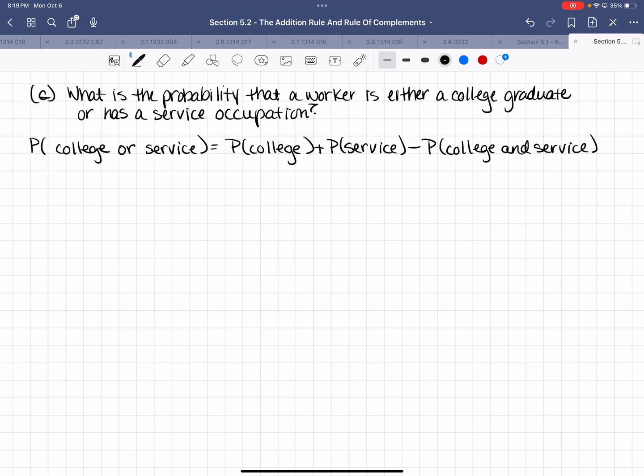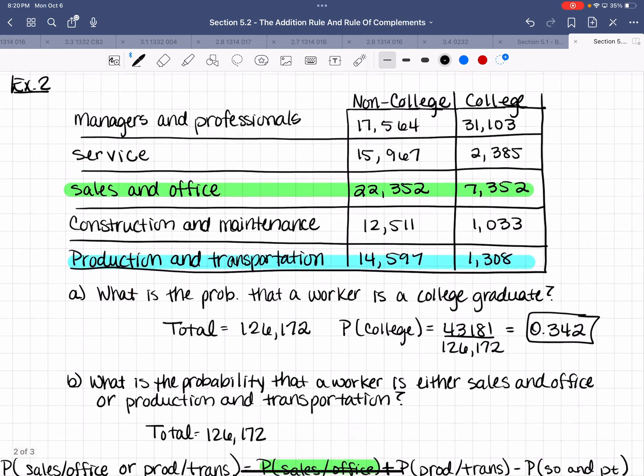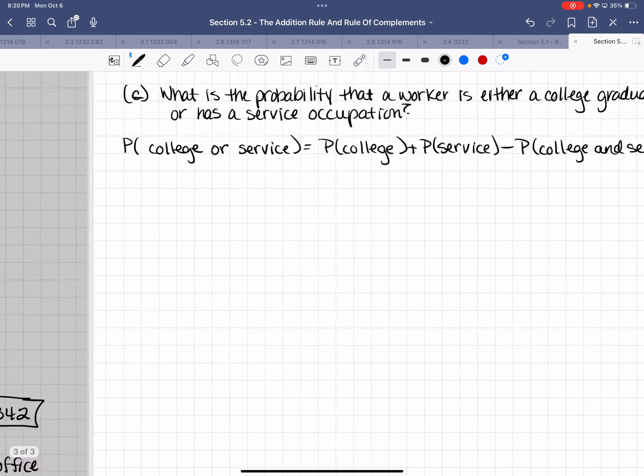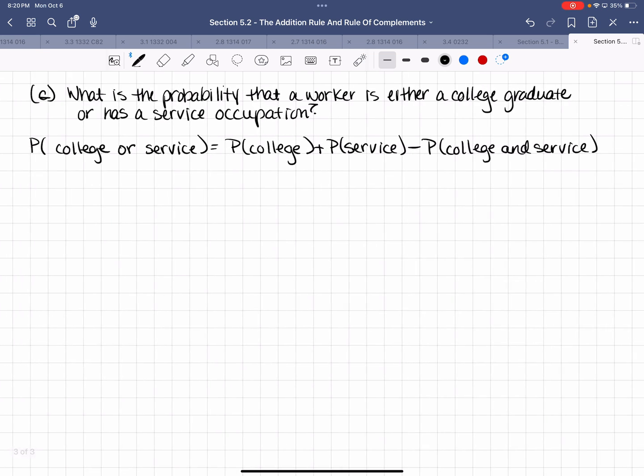That was A, wasn't it? Was it A? No. Yes. What's the probability that a randomly selected worker is a college graduate? So the probability of college from A was 43181. You know what though? I'm going to write it. You don't have to write it all the way out. I'm going to write it all the way out. I don't think I did over here on A, did I? No. I just told y'all to add that column up so that you can see that crossover.